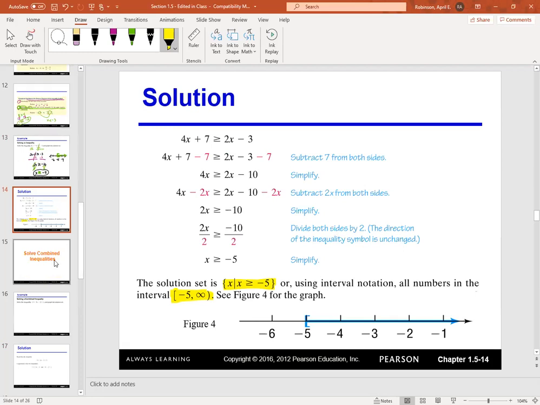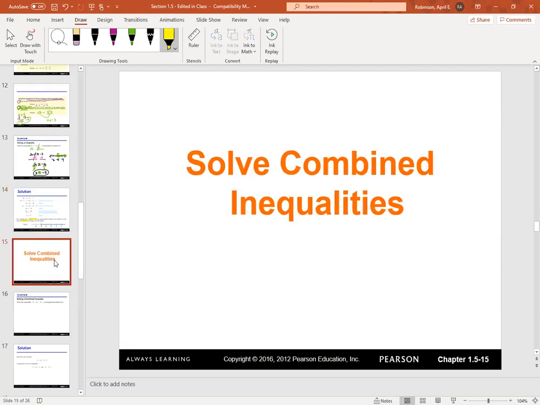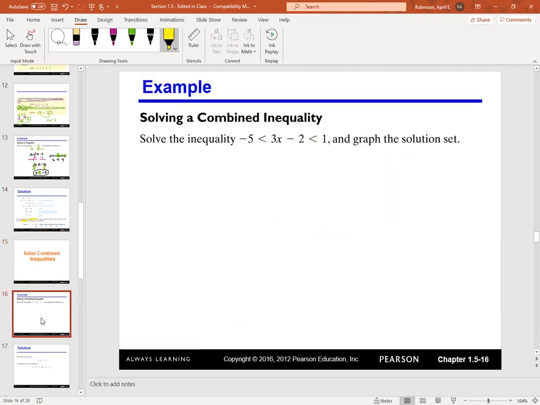All right, now, combined inequalities, or as I like to call them, the in-betweenies. Because it says -5 is less than 3x minus 2, which at the same time is less than 1. This stuff here is in between this and that. It's in between two numbers. So when I solve these, I solve both ends at the same time.